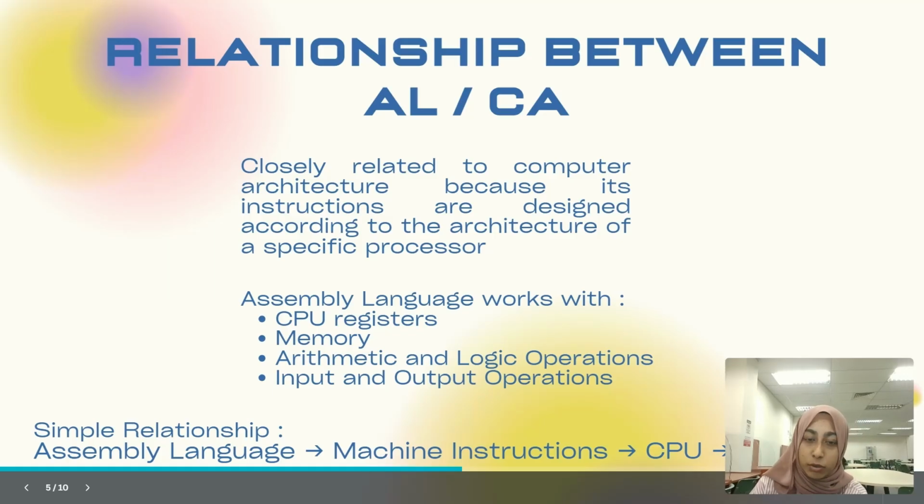The relationship between assembly language and computer architecture is close. Assembly language is closely related to computer architecture. It works with the CPU, memory, and input and output operations. Simply, assembly language is converted into machine instructions, which are processed by the CPU and hardware.